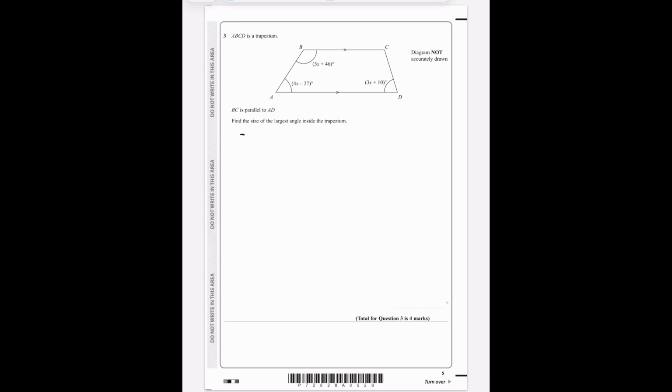For question 3, because we have parallel lines B to C and A to D, we can use our co-interior, interior, allied angles, whatever you call them, the pair of angles will add together to make 180, the two angles on the left. And that allows us to construct a little equation we can solve to find x. It comes out as 23. And that allows us to find all 4 angles in this shape.